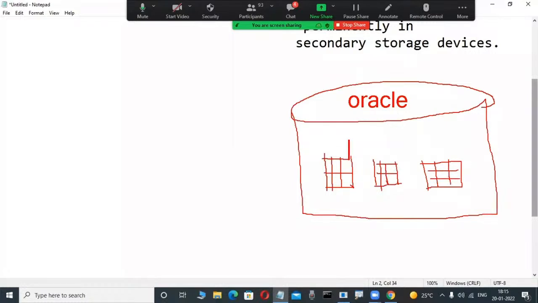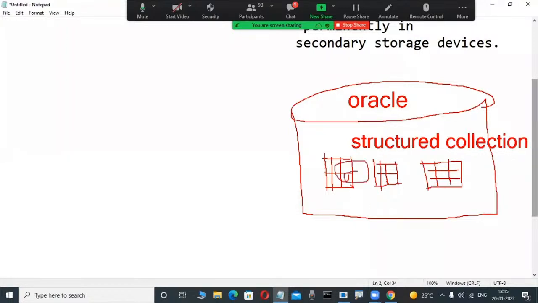Once it is a structured collection of data, all relational databases store a structured collection of data. That is important, not non-structured. Non-structured means other databases. Oracle is one of the popular relational databases. Structured collection of data is what these relational databases store.